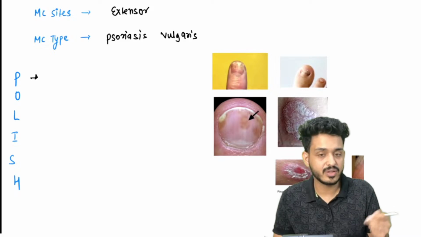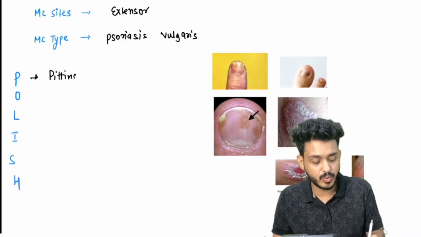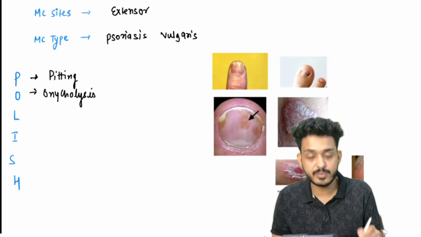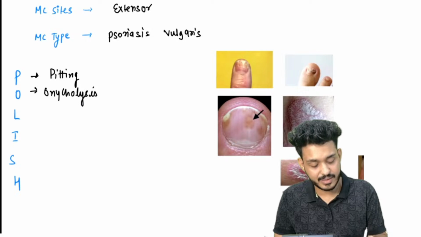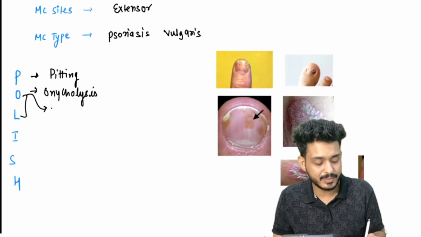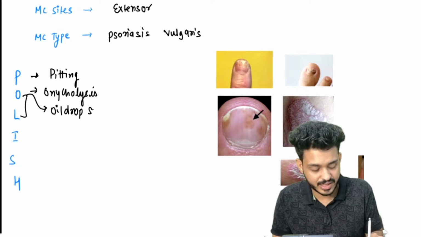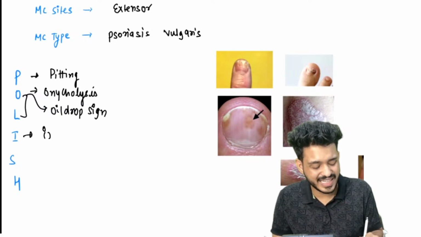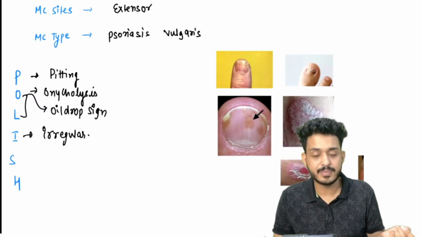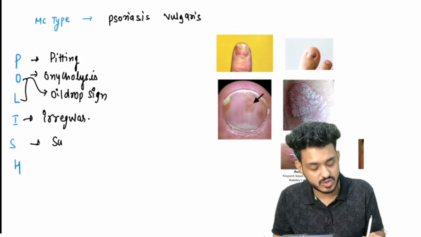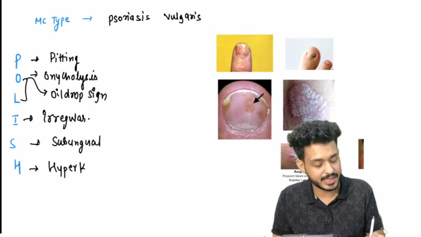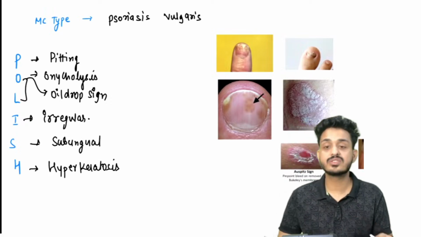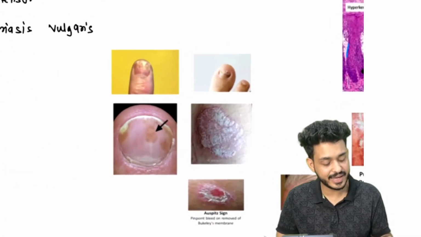P4, polish is the mnemonic. You can remember P4: pitting will be there. O4: onycholysis. I will be telling you the meaning of onycholysis. Apart from onycholysis, another O will be there, that is oil drop sign. I4: the pitting will be irregular. S4: subungual. H4: hyperkeratosis, so that would be leading to subungual hyperkeratosis. These are the findings that you will be finding.